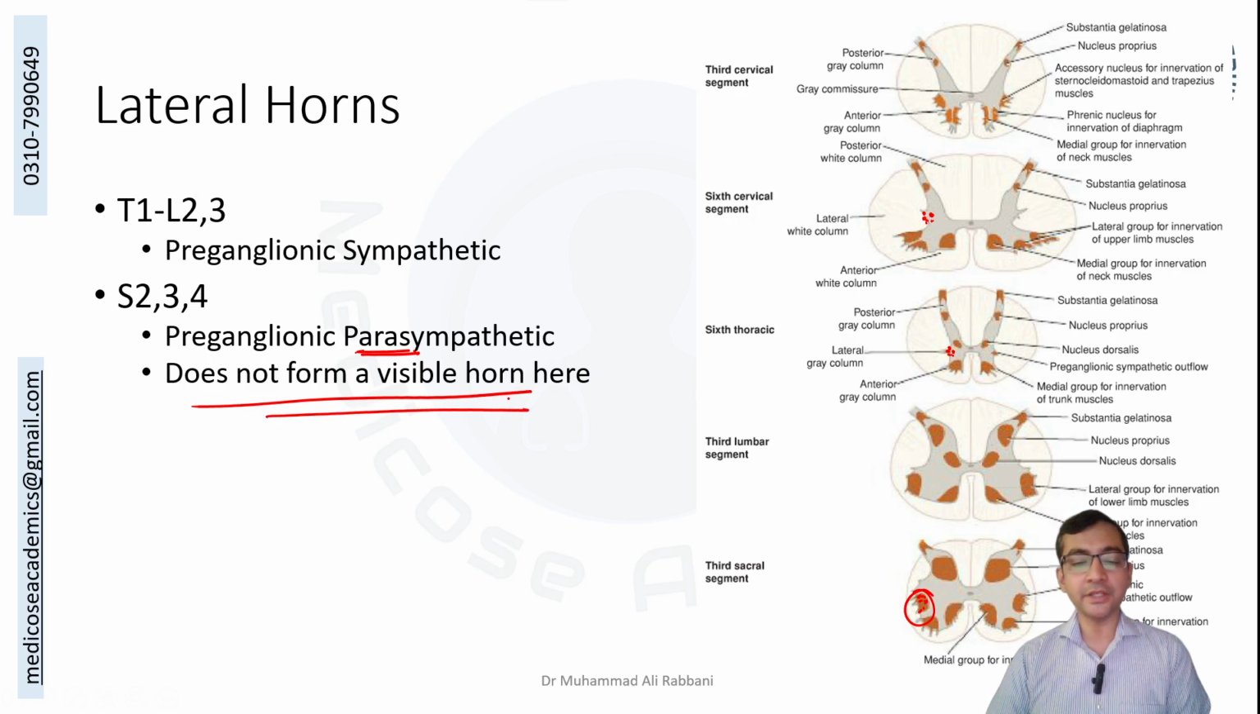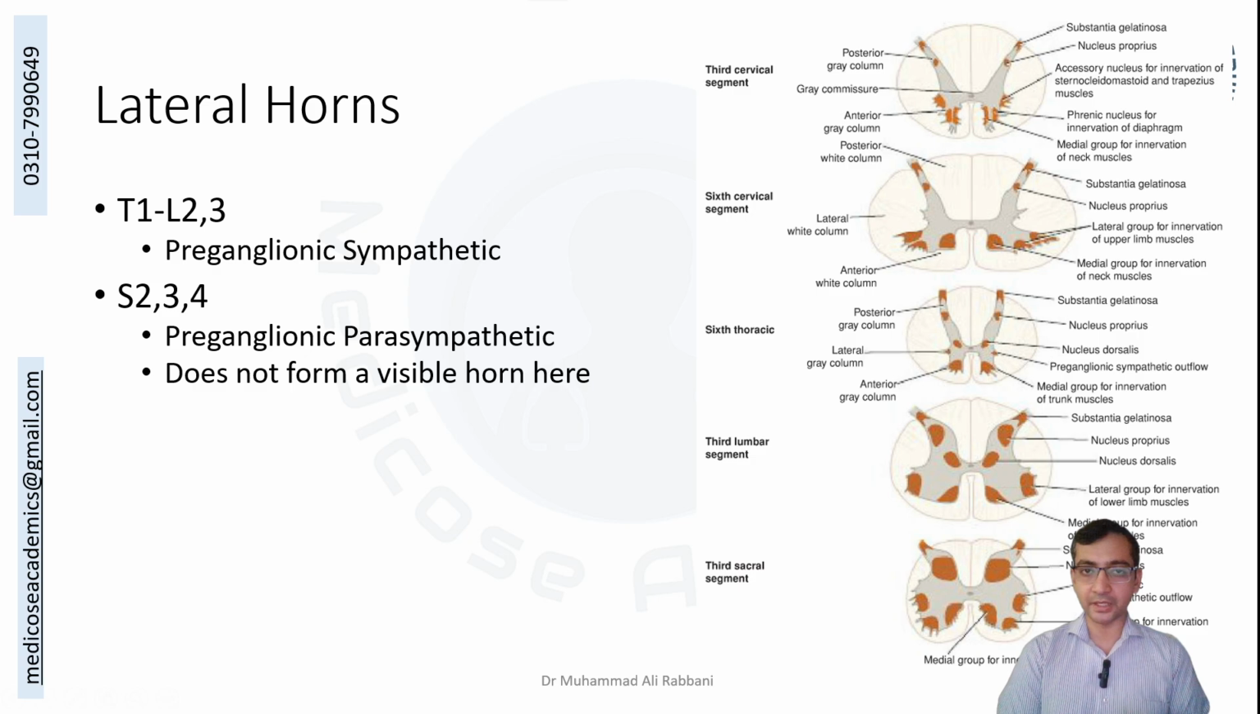The horn is not physically formed, and that is why the newer books try to avoid the word horn and rather use the words intermediate zone, because the intermediate zone of T1 to L2 contains presynaptic sympathetic cells, and that of S2 to S4 contains presynaptic parasympathetic cells. However, only in T1 to L2 are these cells enough to make an outward projection as a lateral horn.